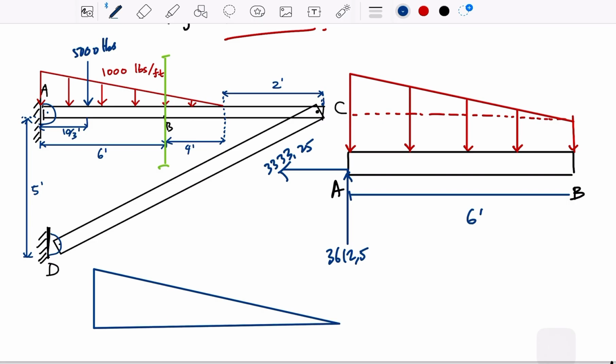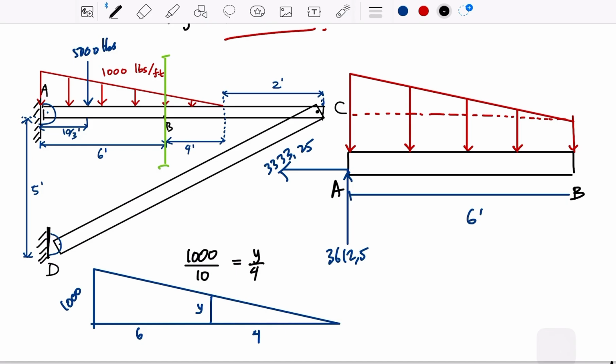Okay. So we could imagine this triangle. It's not really straight. Let me clear this. Okay, now it's okay. So this is 1,000, and then this is 6. This is 4, and let's say this is y. So we could use a triangle ratio. 1,000 divided by 10 is equal to y over 4, right? So y is 400.